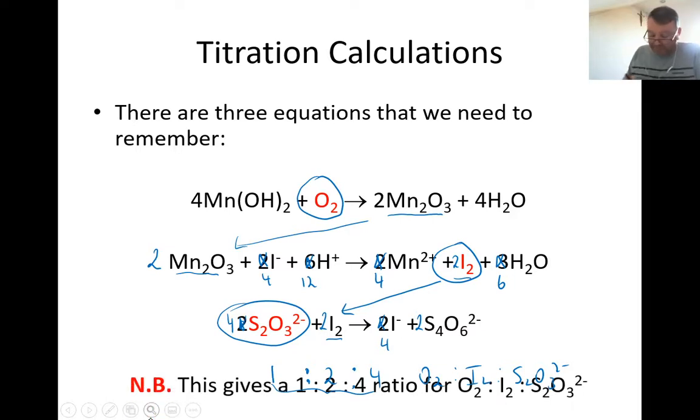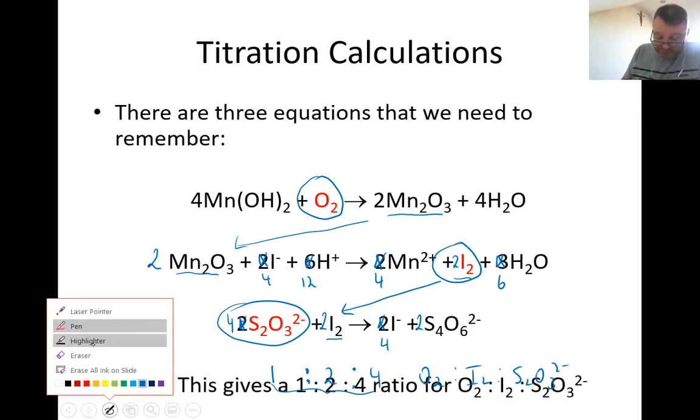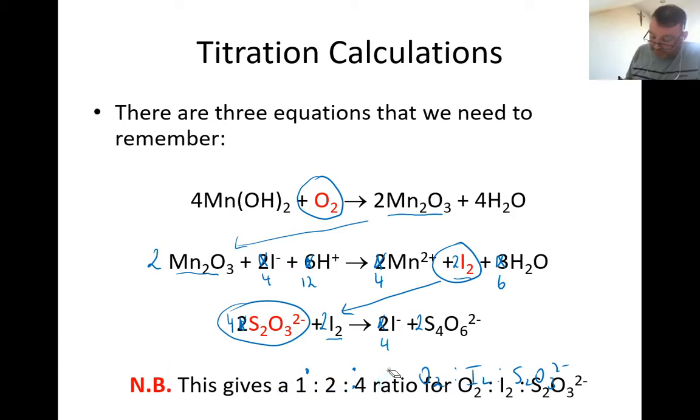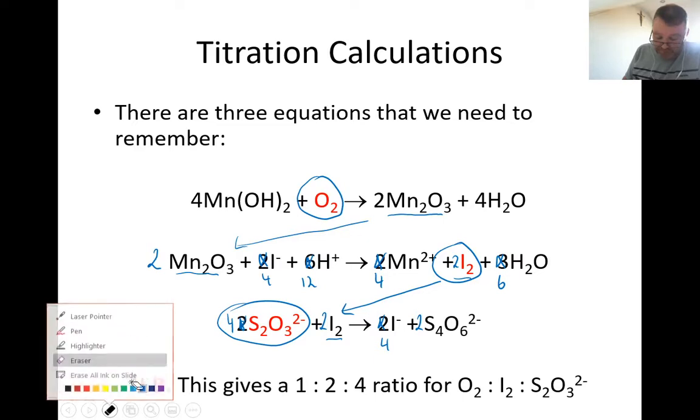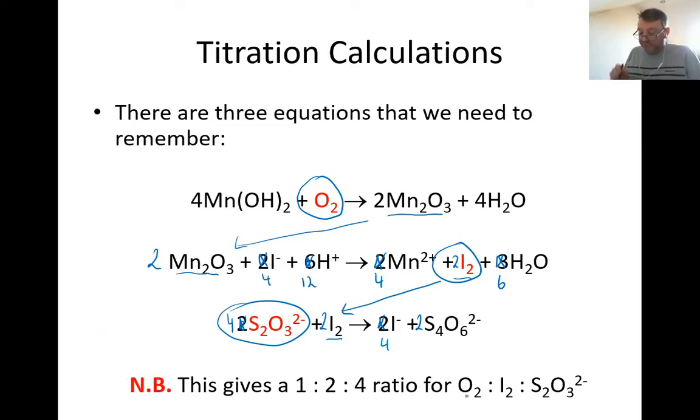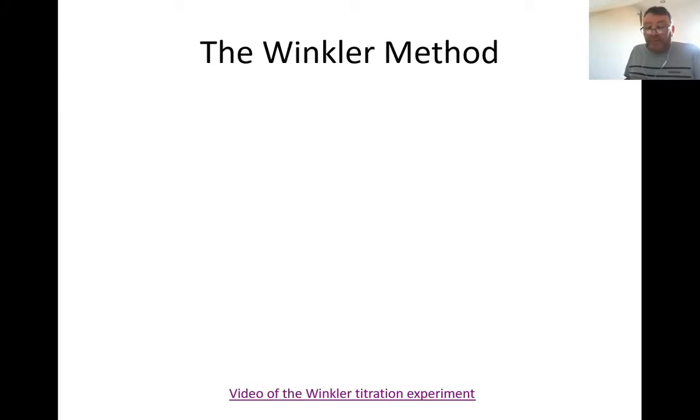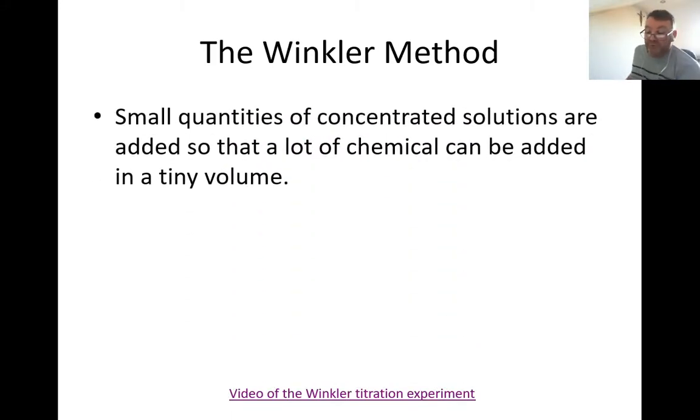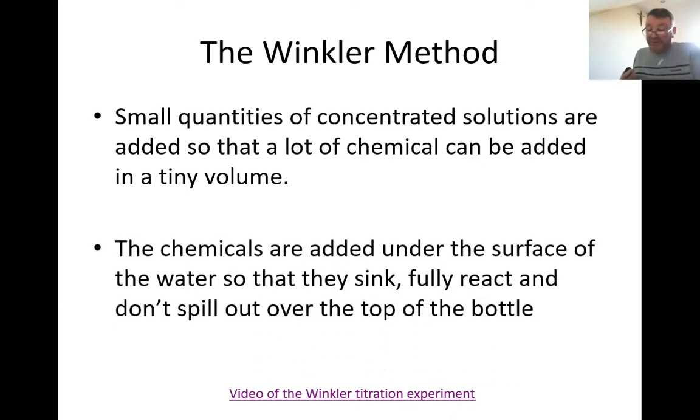Now, as I said already, let me get rid of that there. Text in the way. Get rid of all this. This is printed there for you. There you have it. It gives a 1:2:4 relationship between your oxygen, your iodine, and your thiosulfate. Okay, small quantities of concentrated solutions, we know this, they're added, so a lot of chemical can be added in a tiny volume, that's fine. The chemicals are added under the surface of the water so that they sink, they fully react, and they don't spill out over the top of the bottle.